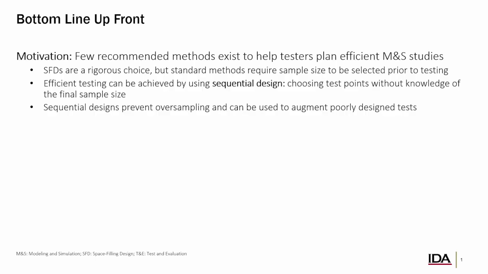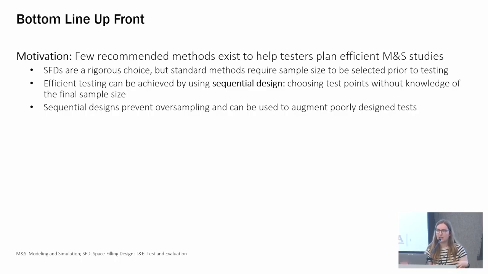Okay, so this project is motivated by the need to find very good methods to help testers plan very good modeling and simulation studies. One class of designs that's very good is a space-filling design. However, space-filling designs have the issue that they require you to choose the sample size prior to any testing. So you have to choose all of your test points at once. And this could be an issue if you're performing a very expensive test because you have the possibility of wasting a lot of resources on unnecessary test points.